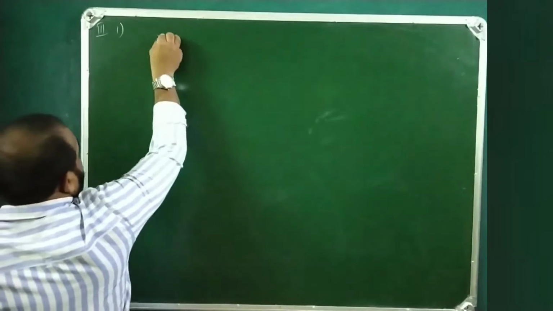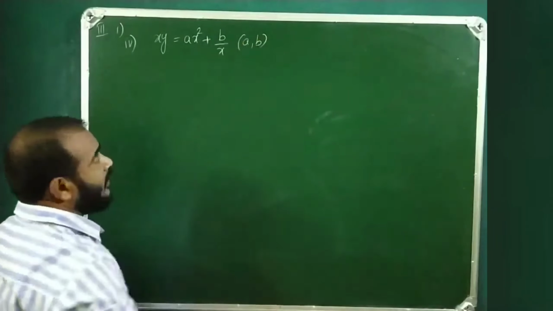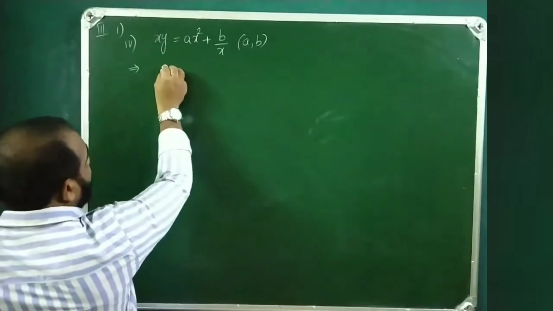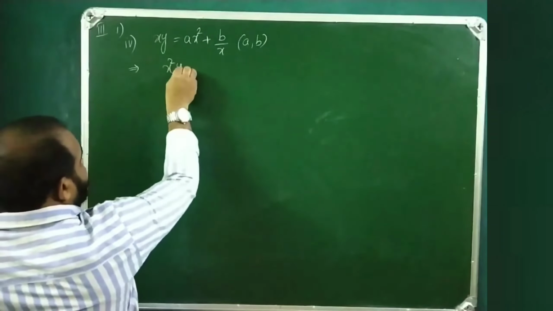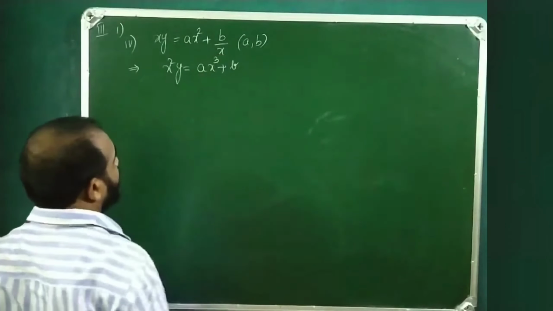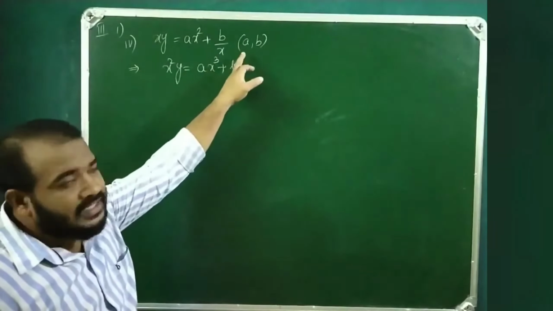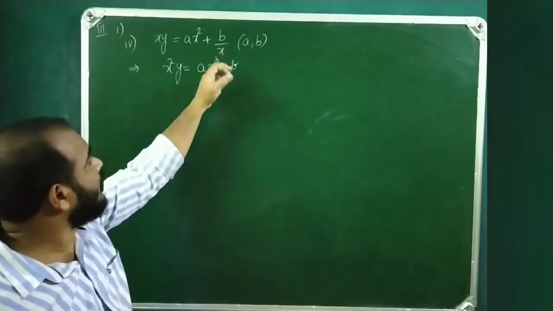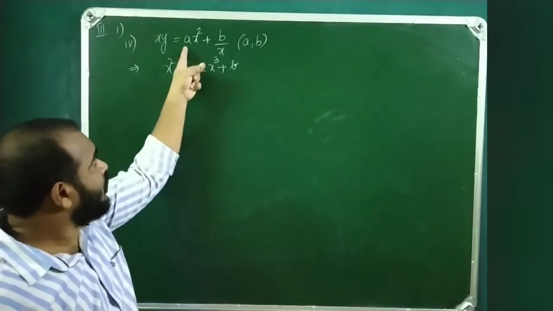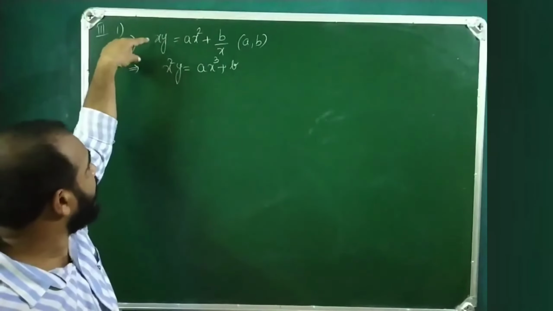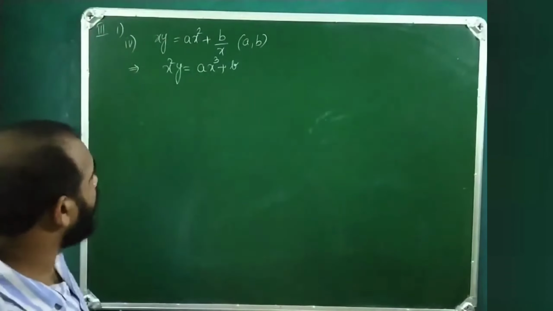xy is equals to ax square plus b by x. So here we need to eliminate a, b values. Let us cross multiply this. So this is x square y is equals to ax cube plus b. What I am doing is, I have taken an LCM and I just transposed onto the other side. So by x is the LCM. So ax cube plus b, this by x, if you transpose onto the other side, x into x square y.